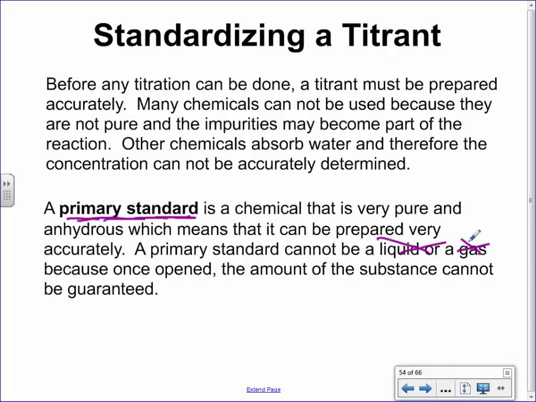Why would we not want to create something out of a liquid? What can happen to liquids? Yeah, they evaporate, and that would change their concentrations. Long story short is that we have to make this using something that is a solid. We are going to start with a solid amount of primary standard, and that is going to be the basis upon which we make our solution.